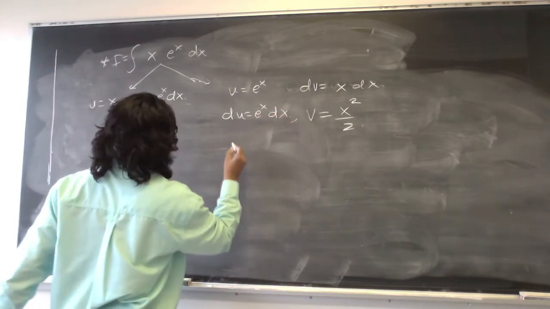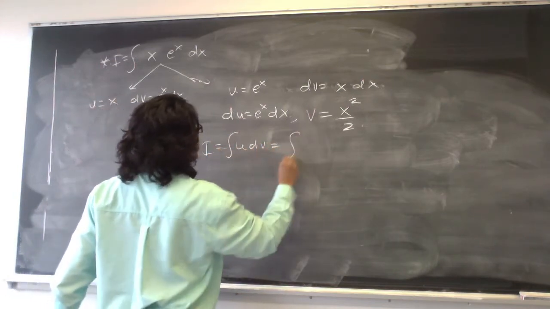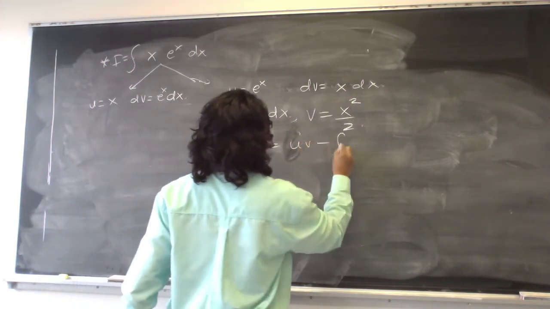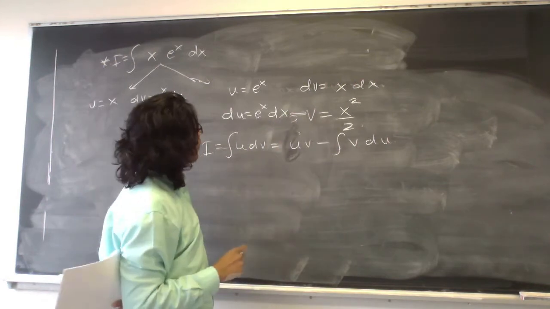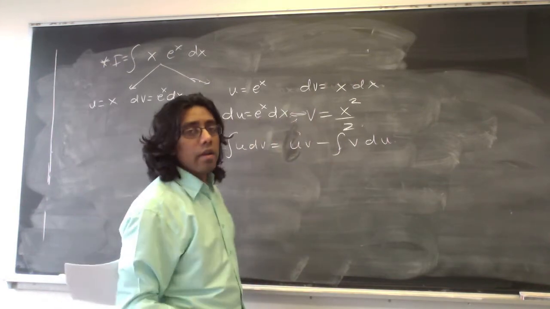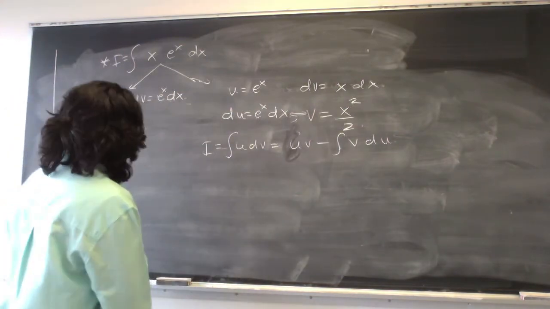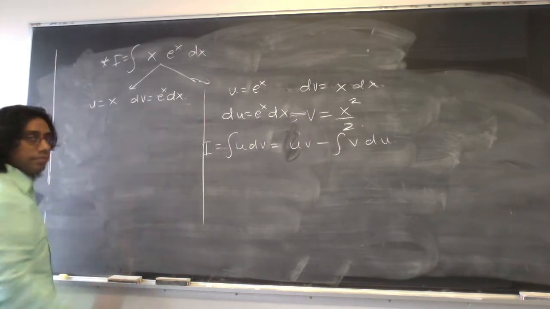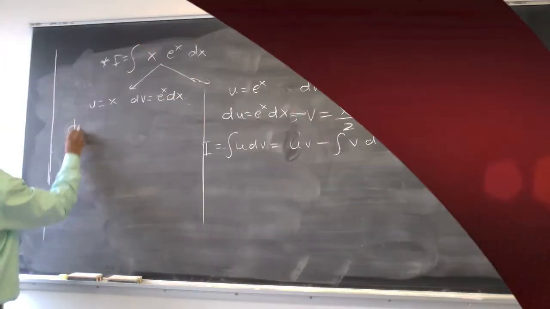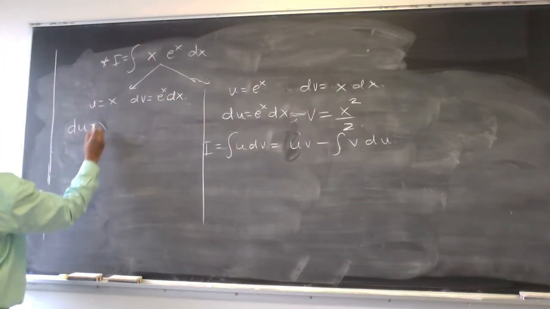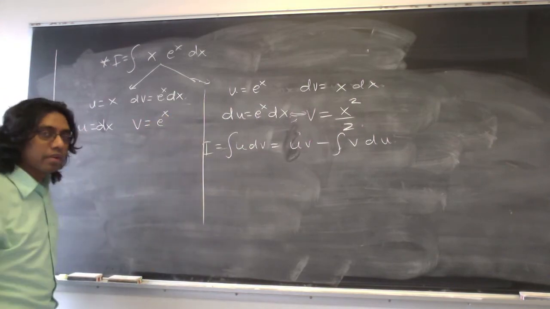So remember, our formula is integral of u dv is equal to uv minus integral of v du, right? So v times du gives you x squared over 2 times e to the power x, and the power of x is increasing, and we cannot proceed further. So we follow this path, okay? And here we have du is equal to dx, and v is equal to e to the power x.